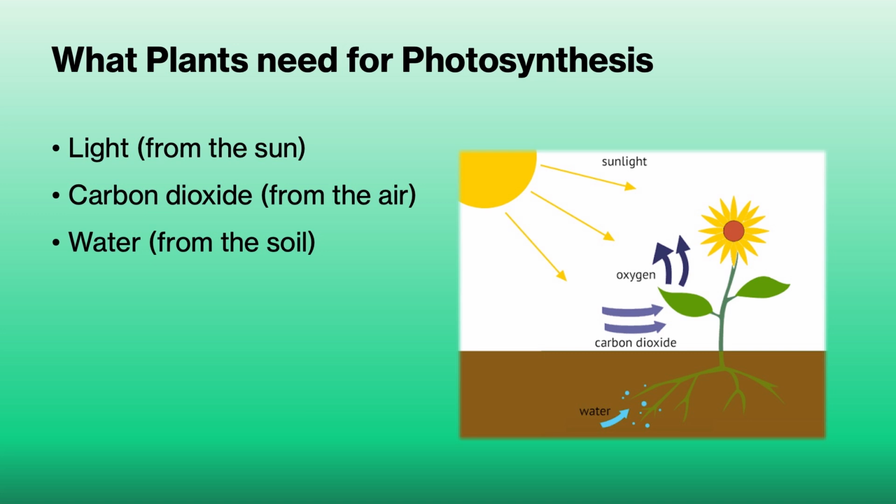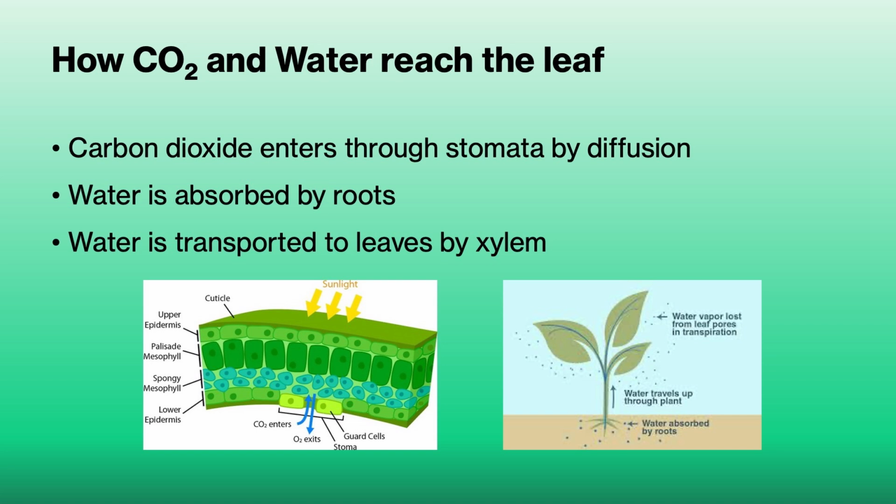So what do plants need to carry out photosynthesis? Plants need three main things for photosynthesis. They are the light from the sun or any light source, carbon dioxide from the air, and water from the soil. Carbon dioxide enters the leaf through small holes called stomata by diffusion. Water is absorbed from the soil by the roots and transported to the leaf through the xylem by transpiration.